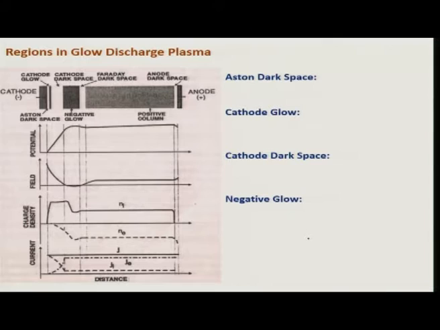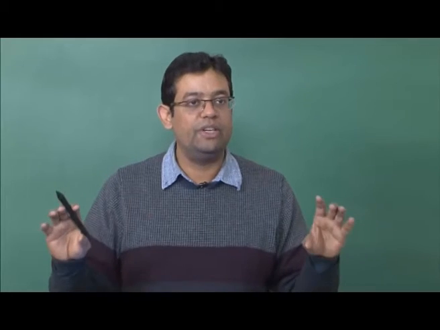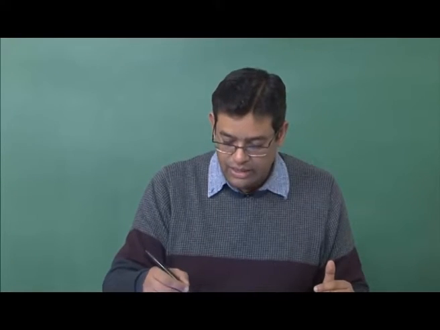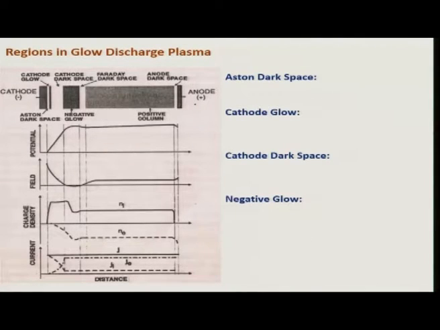Now, if you have a plasma between two electrodes, there are different regions of the plasma, it is not uniformly distributed. Okay. What these different regions are is shown in this diagram on the top, and how the potential field V, electric field, charge density, number of ions and electrons, and the current vary in these different regions is shown below this diagram. Okay. We will discuss a few of these regions which are of most importance to us.